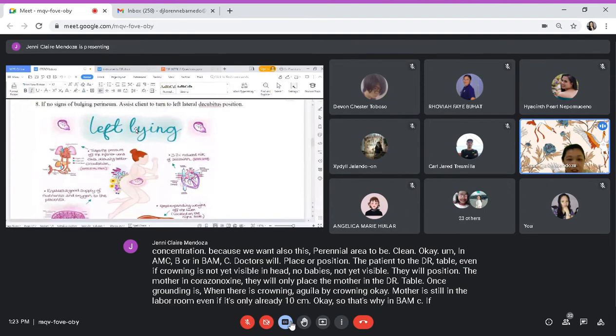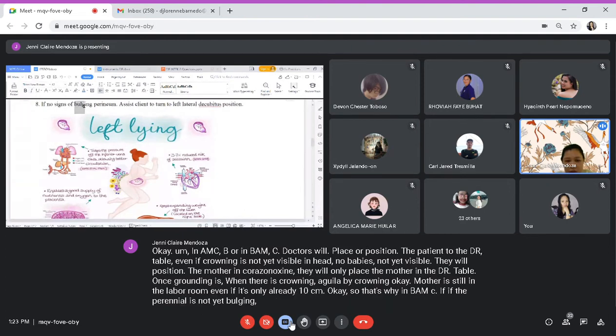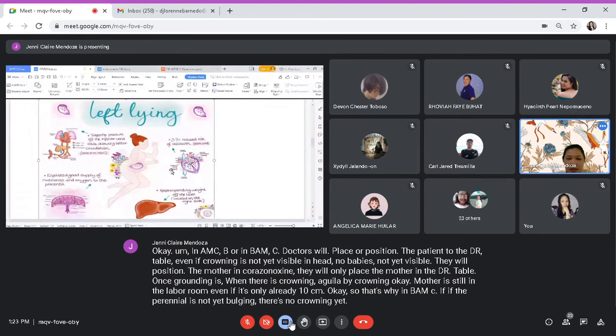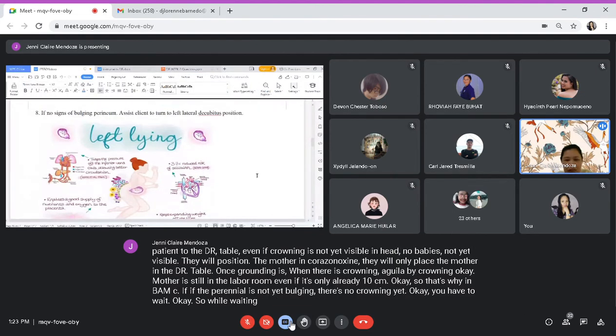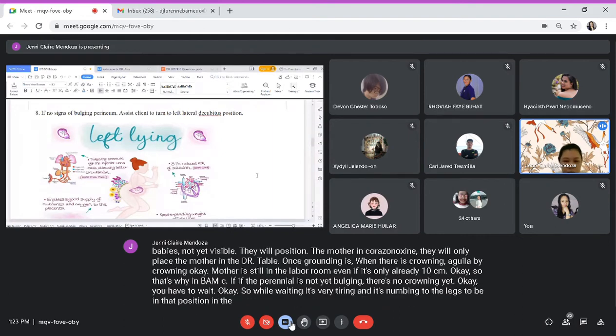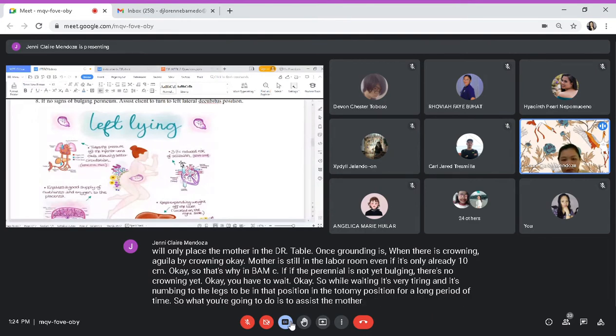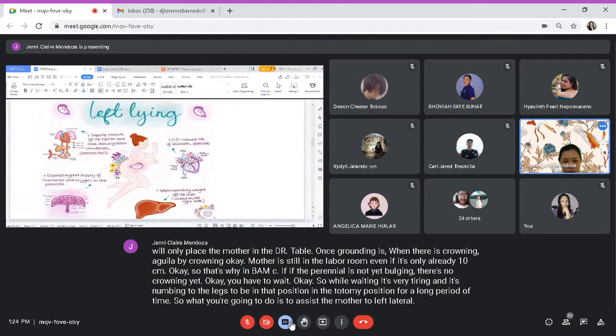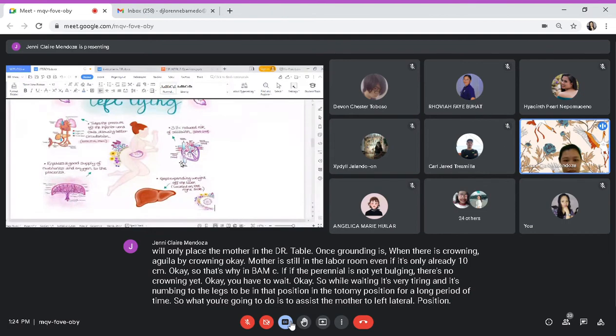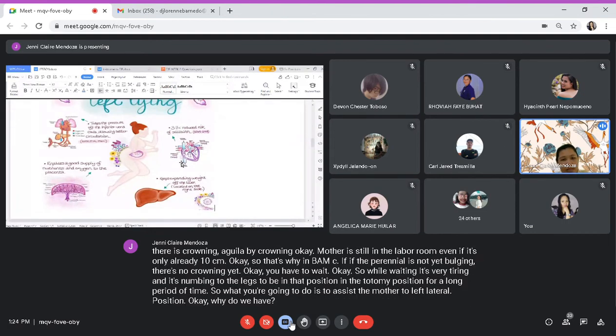So that's why in BAMC, if the perineum is not yet bulging, there's no crowning yet, you have to wait. While waiting, it's very tiring and numbing to the legs to be in the dorsal recumbent position for a long period of time. So what you're going to do is assist the mother to a left lateral position. Why do we have to place the mother in left lying position?